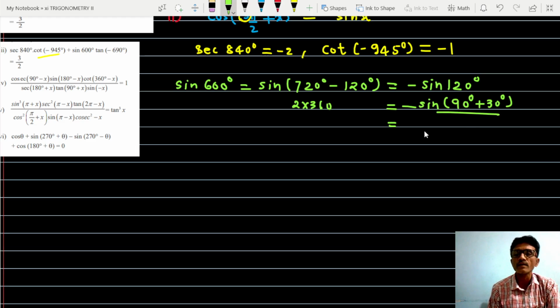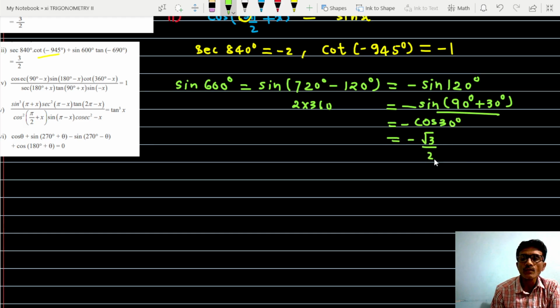In the second quadrant sine is positive. So this negative sign will carry and it will be cos 30 degree. What is this cos 30 degree? It is root 3 by 2. So minus root 3 by 2. Therefore sine of 600 degree is equal to minus root 3 by 2.